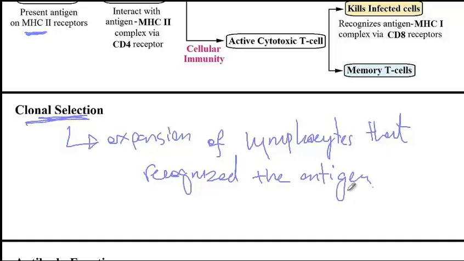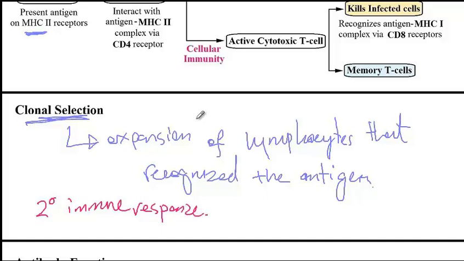And so therefore there will be long-lived memory cells that will continue to circulate in the body, and if there is a future infection with the same antigen, that's the time that these memory cells can mount a much stronger and faster attack. This is referred to as the secondary immune response, which is mediated by our immune cells.